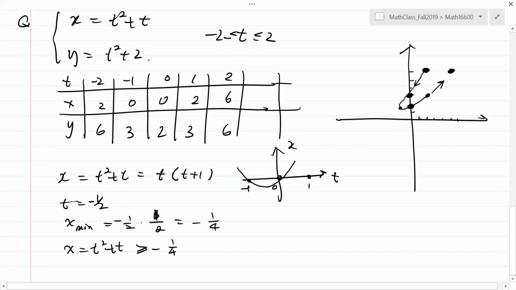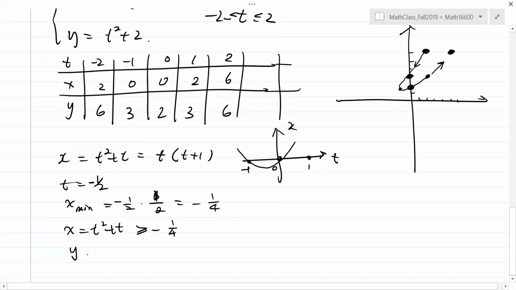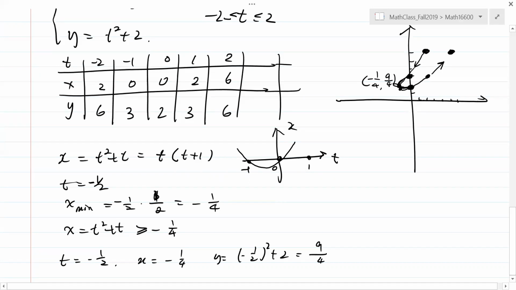And at that point, when t equals negative 1/2, let's look at the y value at this special value, okay? So sometimes we need to get a more precise picture. So when t equals negative 1/2, x is going to be negative 1/4, and y is going to be negative 1/2 squared plus 2. Anyways, the number is slightly larger than 2. Okay, so somewhere here, this is a point, negative 1/4 and 9/4. This is the point on the most left side.